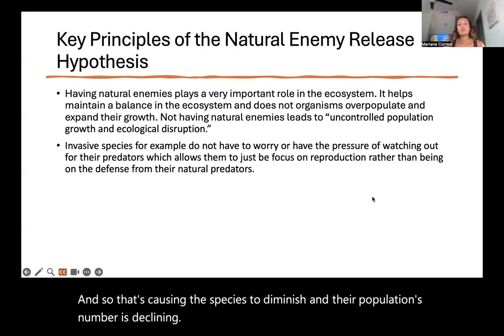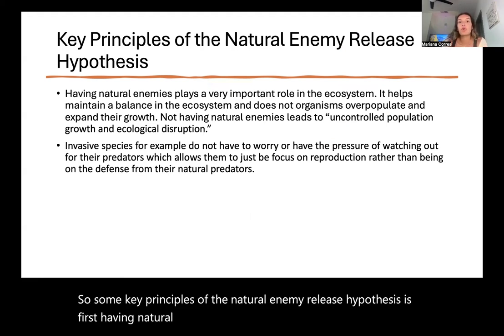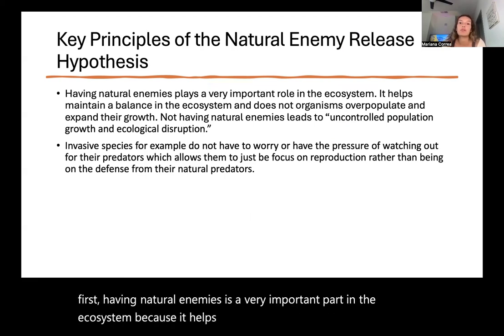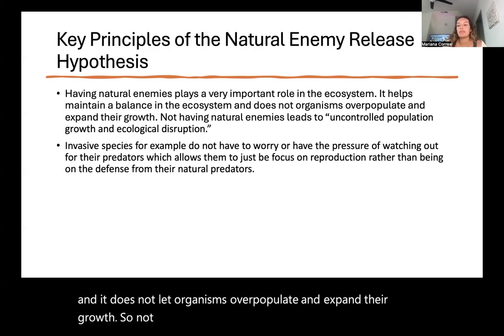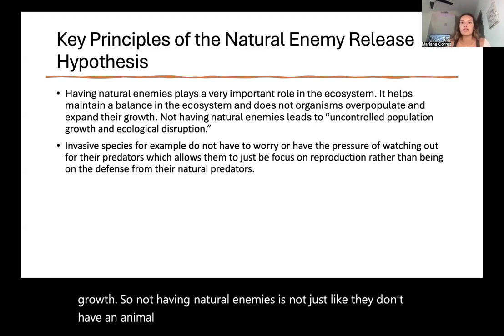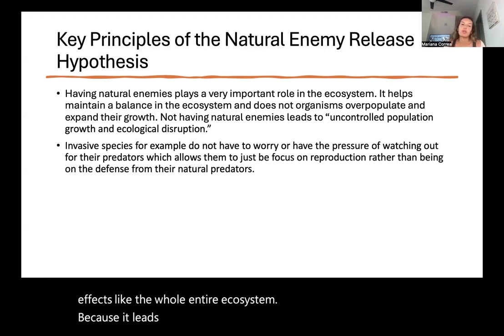So, some key principles of the natural enemy release hypothesis: first, having natural enemies is a very important part of the ecosystem because it helps maintain a balance and does not let organisms overpopulate and expand their growth. Not having natural enemies is not just about there being no animal to attack them, but it affects the whole ecosystem because it leads to uncontrolled population growth and ecological disruptions.